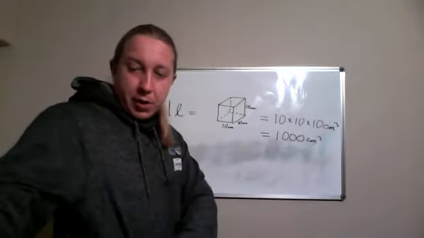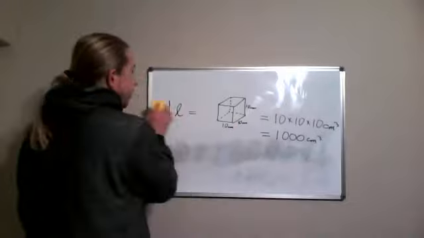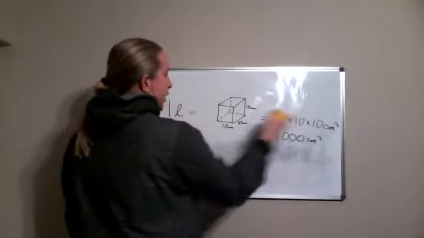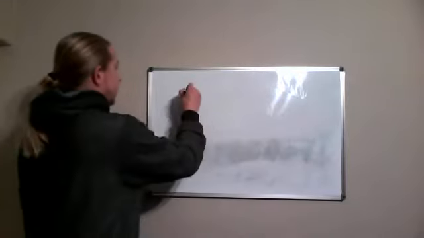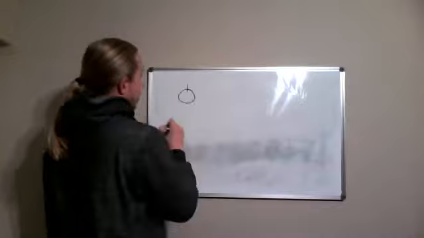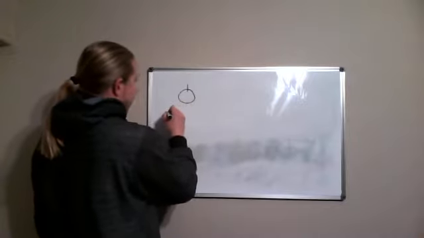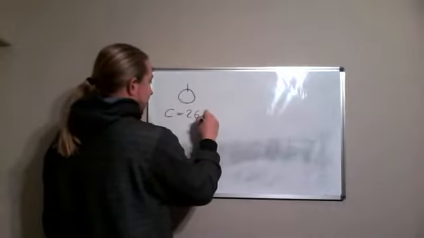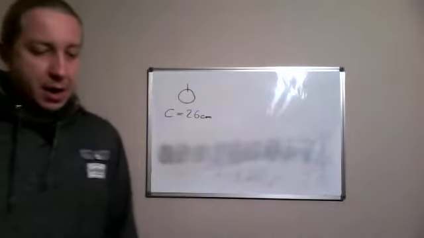Okay, we have our box on the board. So we'll remember that. 1 liter is 1,000 centimeters cubed and comes from 10 times 10 times 10. Okay. So now here's our orange. And the circumference C equals 26 centimeters. That's what we've worked out. All right, let's see what they want now.